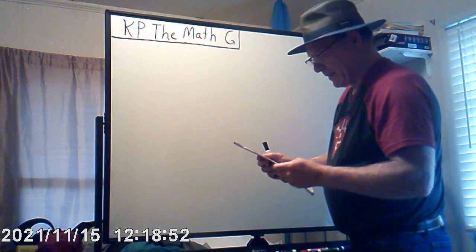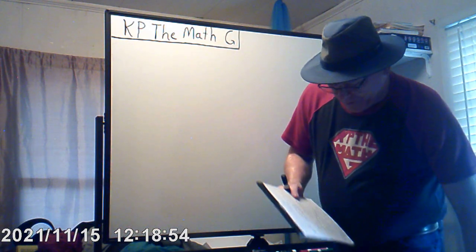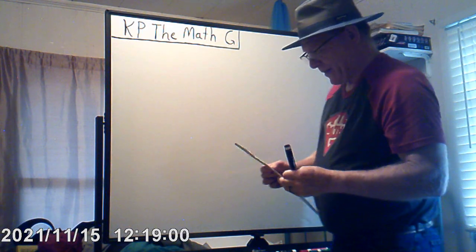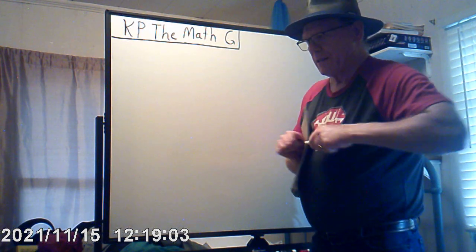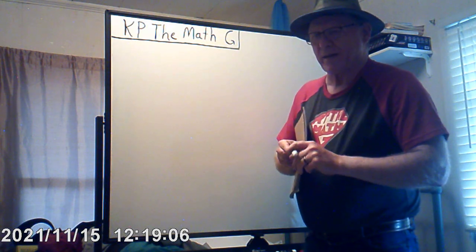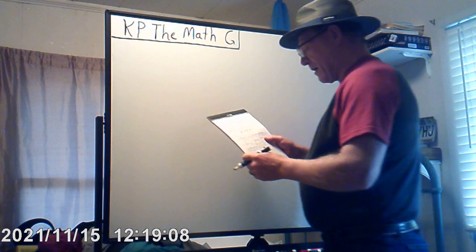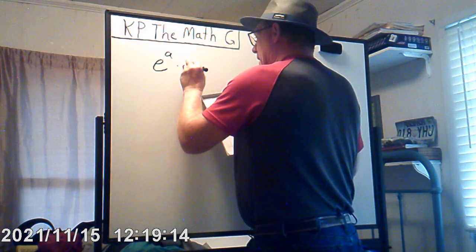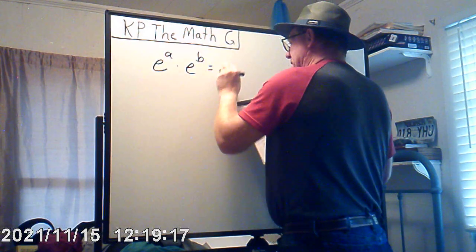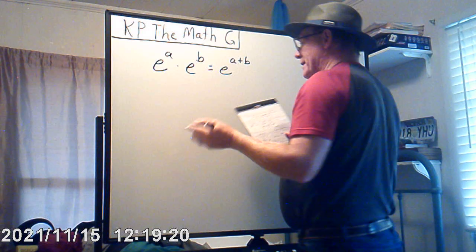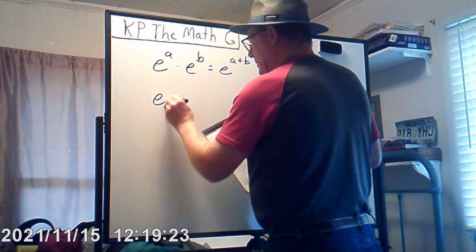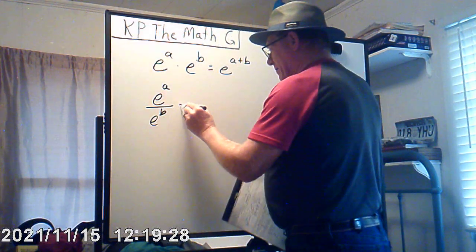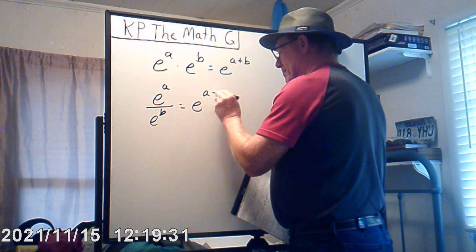Alright, there it is. A few theorems in place. This is just mainly review. These are things that you've had probably even as far back as Algebra 1, maybe Algebra 2. e to the A times e to the B is equal to e to the A plus B. And the same thing can be said of e to the A over e to the B, which is equal to e to the A minus B.